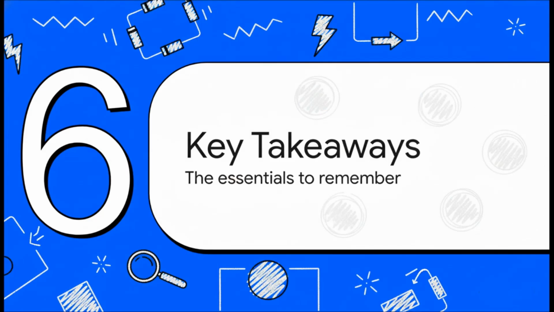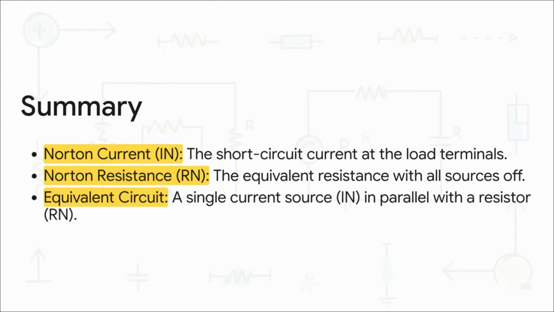Okay, let's bring it all home and quickly recap the key takeaways. If you can just remember these 3 core ideas, you'll have a really solid handle on Norton's theorem. So, it all boils down to this. First, find that short circuit current across the terminals, that's your Norton current, IN. Second, find the equivalent resistance looking back into the terminals with all the power sources off, that's your Norton resistance, RN. Finally, your new circuit is just IN in parallel with RN. If you've got that down, you can tackle any linear circuit.